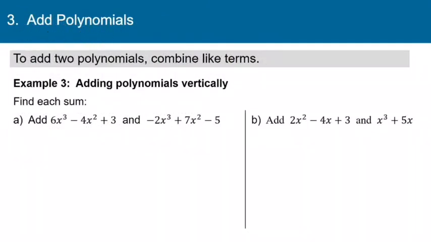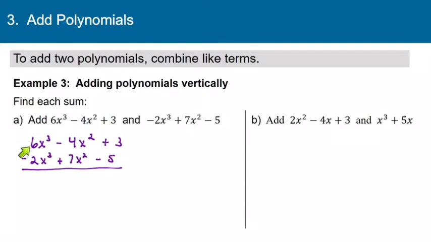You're going to like this because to add two polynomials, all we have to do is combine like terms, and we're used to doing that anyway. So in example 3, they want us to find the sum of these two polynomials, but let's take this opportunity to add these polynomials vertically. So we're going to copy these two polynomials down and we're going to line up the like terms vertically, kind of the way you would line up a 2 or 3 digit addition problem vertically. And then we just have to combine like terms.